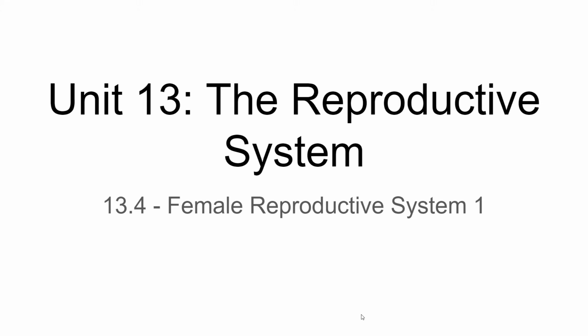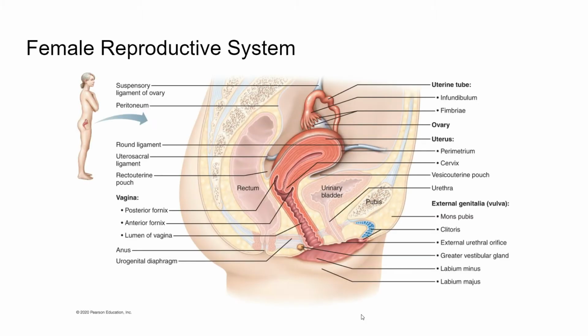All right, in this video, we'll be looking at the female reproductive system, namely the anatomical portion, and then in the next video, we'll be looking at oogenesis, which is egg production, and then be looking at the female ovarian and menstrual cycle.